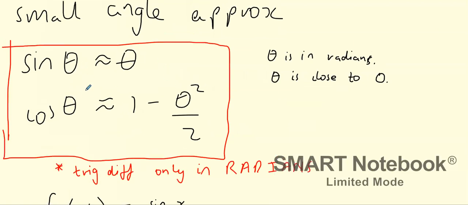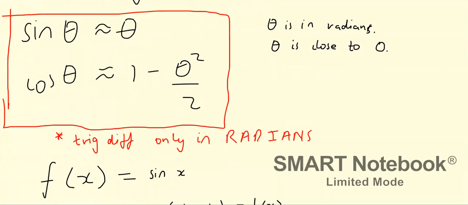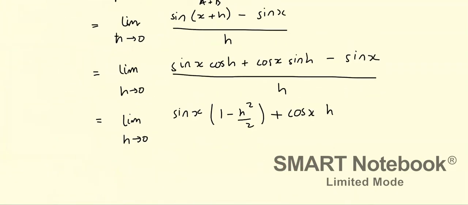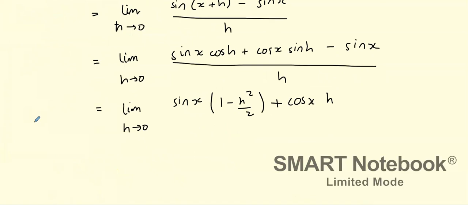And you might be wondering where I'm getting these from. That's what I wrote in this. So if I replace theta with h, sine h is going to become h, cos h is going to become 1 minus h squared over 2. So I get up to here.